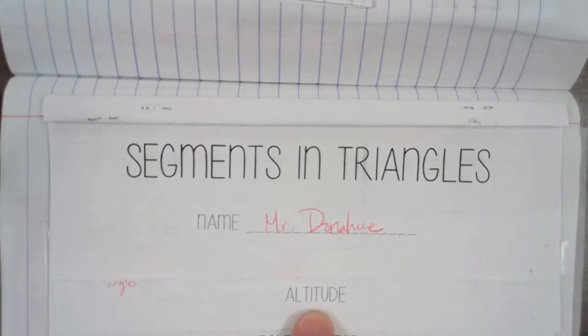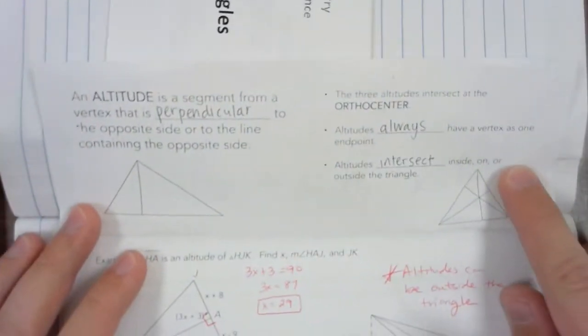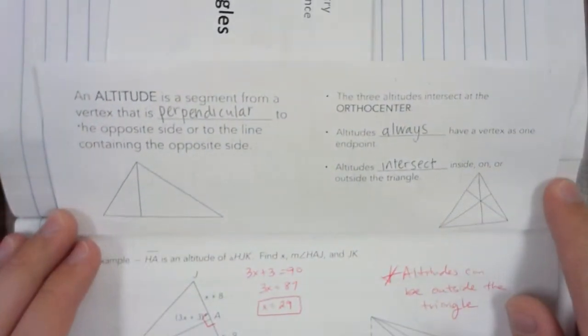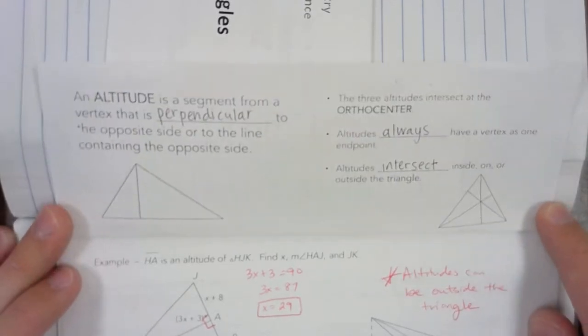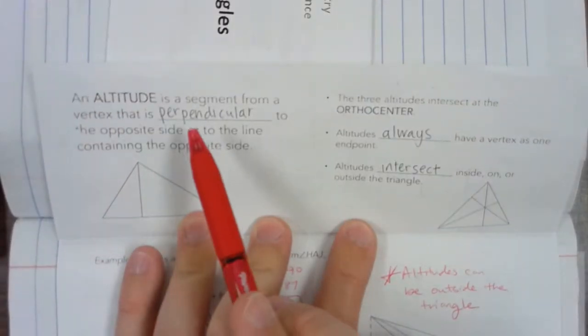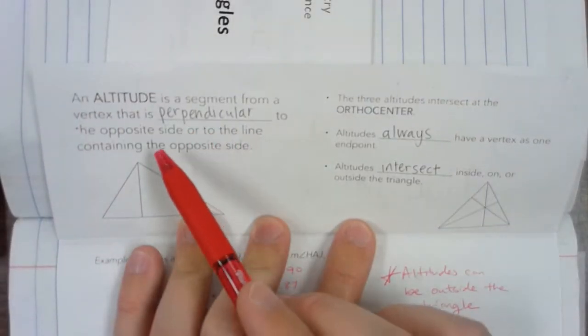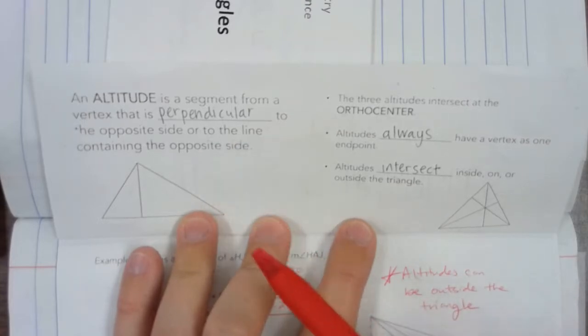So we're going to first talk about an altitude in a triangle. So let's look. Okay, so as you can see on these notes, there is a lot of information in here. There's going to be a few key points that I really want you to key in on. But starting out, an altitude is a segment from a vertex that is perpendicular to the opposite side or to the line containing that side.